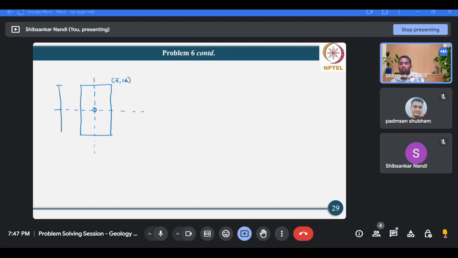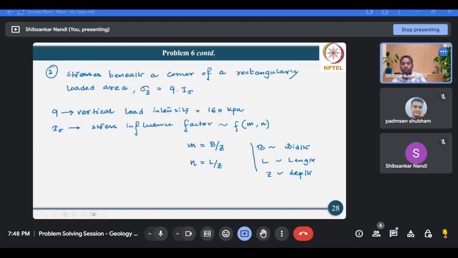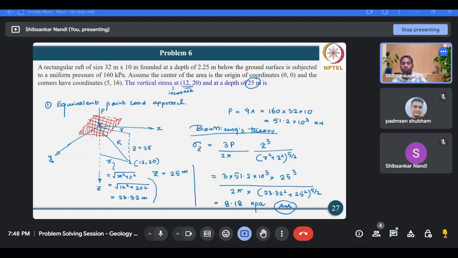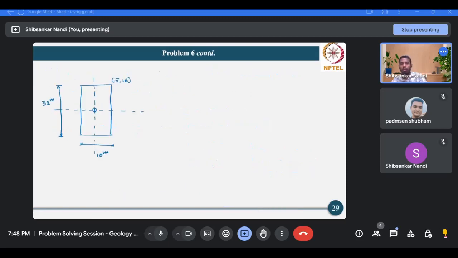So this dimension is 32 meters and this is 10 meters. Now we are interested to calculate the vertical stress increase at a point where the x value is 12 and y value is 20.